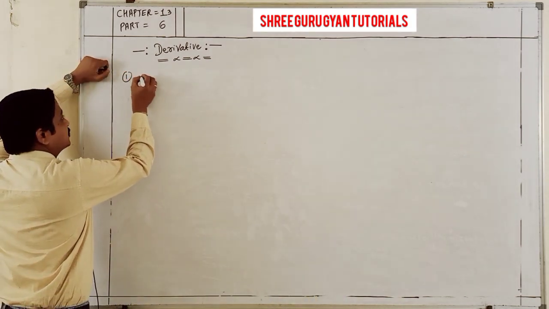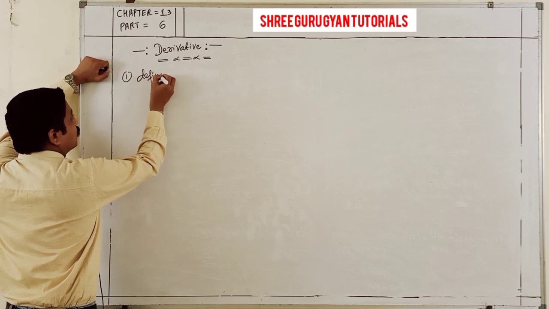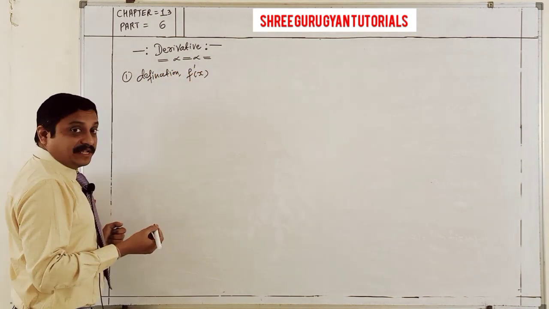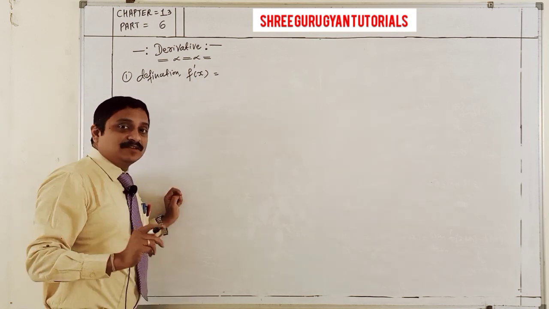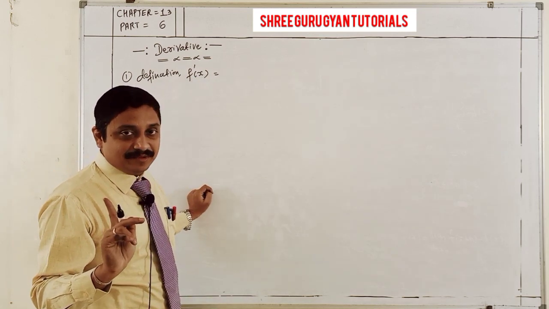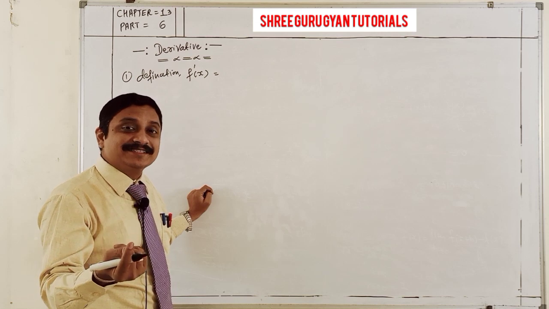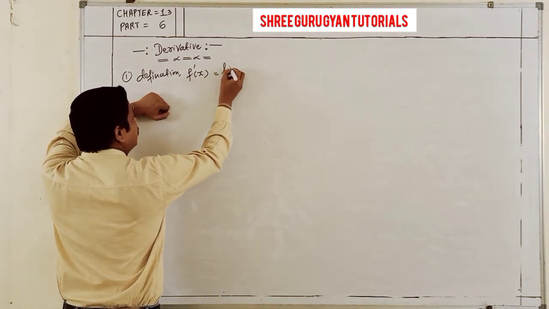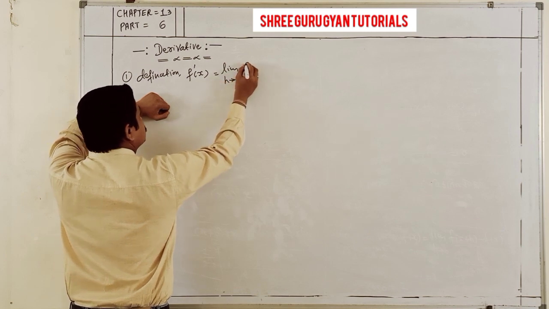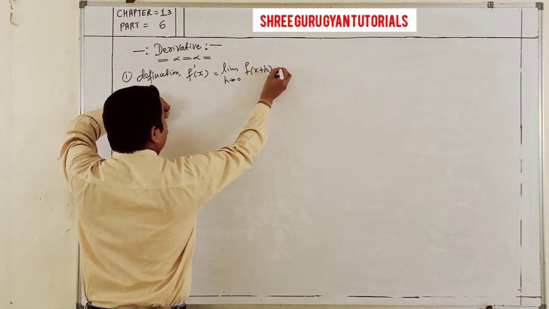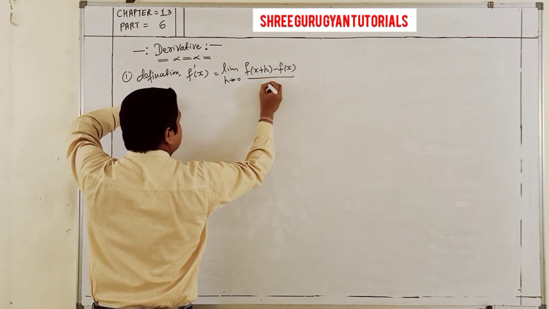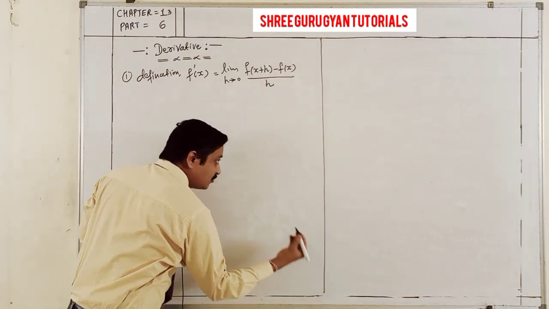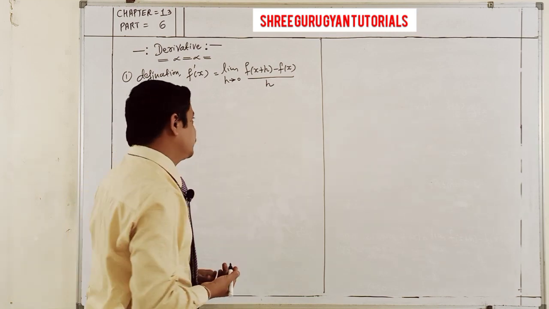First of all, the definition of the derivative is f dash x. F dash x means first order derivative. Sometimes f double dash x, which is the second order derivative. Yes, the formula is limit h tends to 0, f of x plus h minus f of x, upon h. That's our first formula, the definition of the derivative.